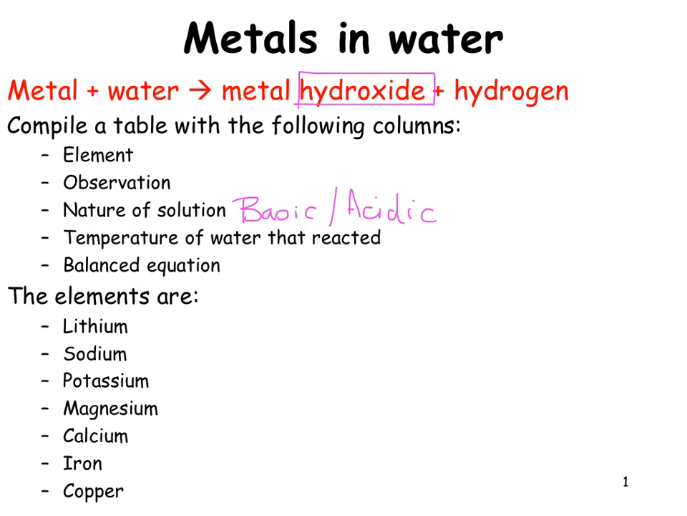And then what happens is not all the metals will react with cold water, so we need to find out whether maybe it's going to need hot water or steam in order to be able to actually react, and then you're going to have a balanced equation. So set up this table, press pause, and once you've got the table ready, we can take a look at the actual reactions.